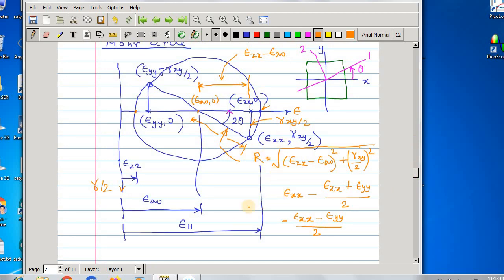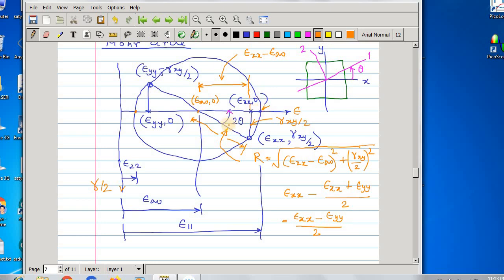So this is epsilon 1 I have shown here, up to this point, and epsilon 2 to this point. This is epsilon average. Now suppose you draw this as your x and this as your y. So this is parallel to x, this is parallel to y. And this blue plane represents this xy. Now this is the principal plane.